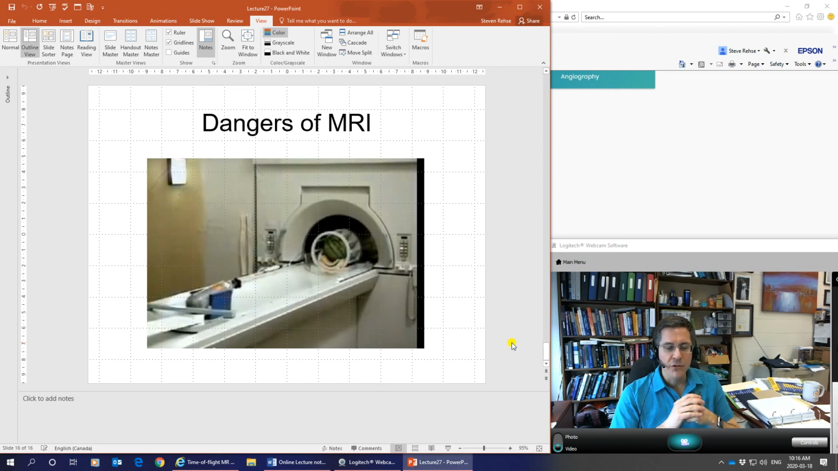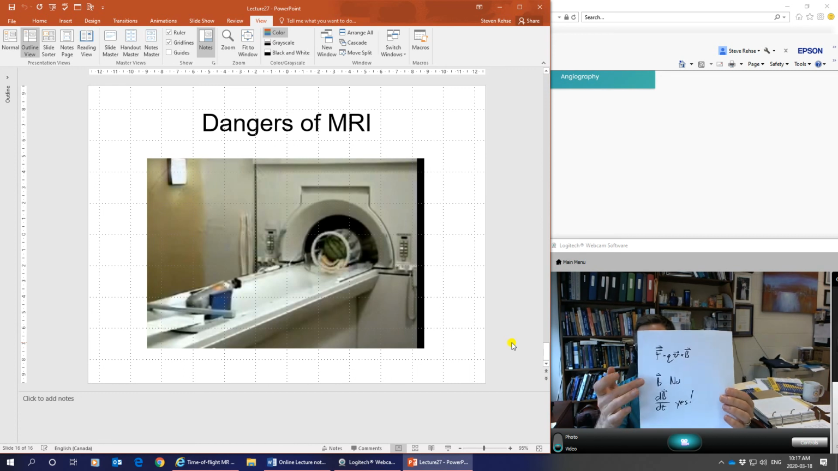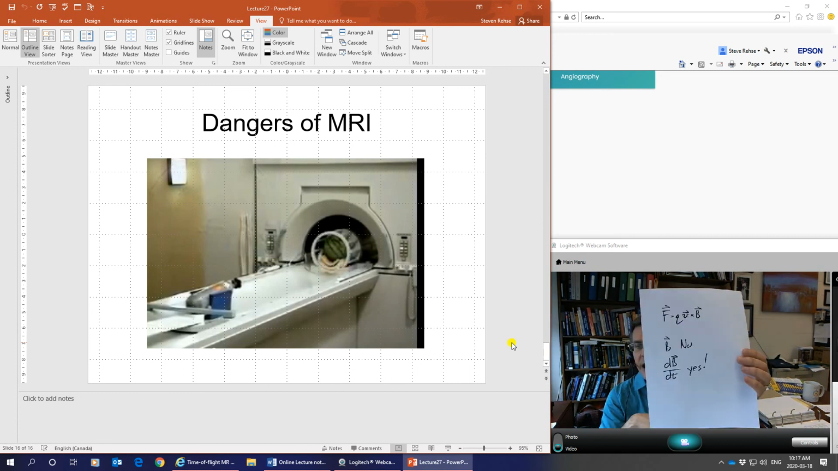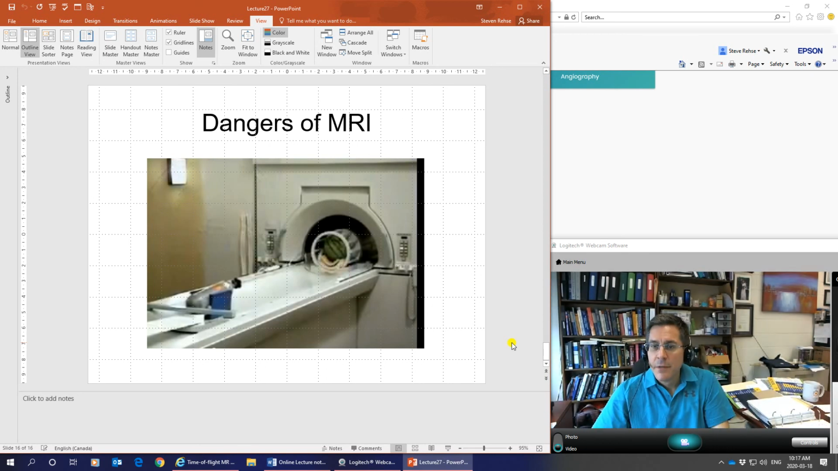But what about these strong transient gradient fields? This is much more dangerous. So it's not B, but it's the change of B. We call that dB dt. All right. So this is kind of how I think of the dangers due to magnetic fields. Is there a danger due to the magnetic field? No, not really. But when the magnetic field changes, dB dt, yes. And is the magnetic field changing? In the gradient fields, it is.